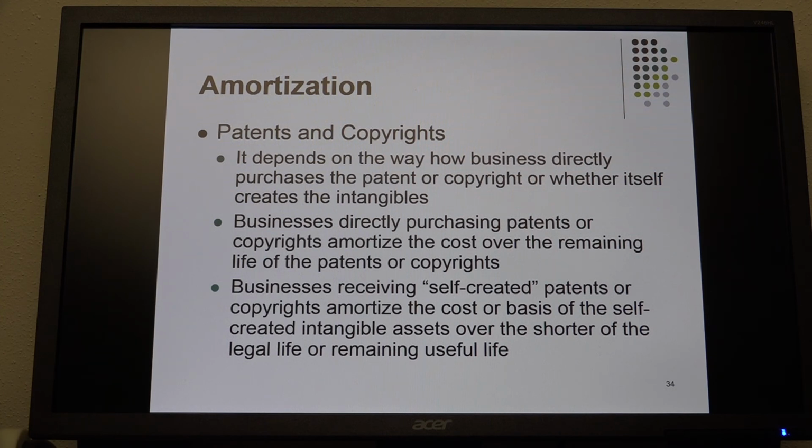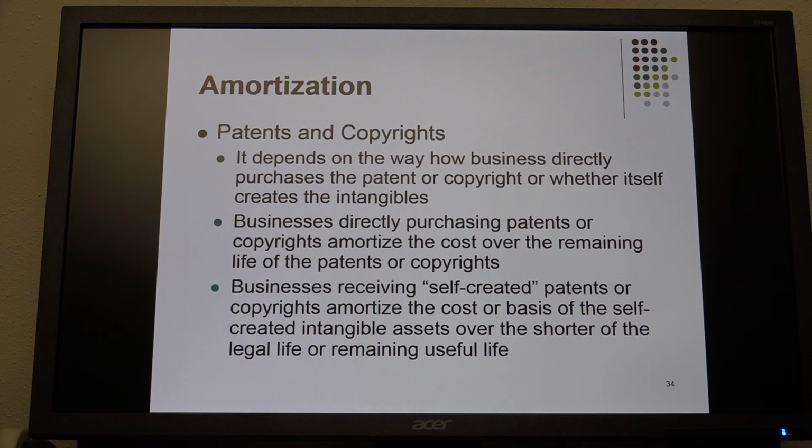Patents and copyrights. Whether or not you can amortize these depends on the way the business purchases or develops the patent or copyright. What they're trying to say there is it depends on whether they purchase the copyright or patent or developed it in-house, which I've already kind of said. If it's developed in-house, essentially what you do is amortize the cost or basis of the self-created intangible assets over the shorter of the legal life, and patents have a legal life, I believe, of 17 years, or the remaining useful life.